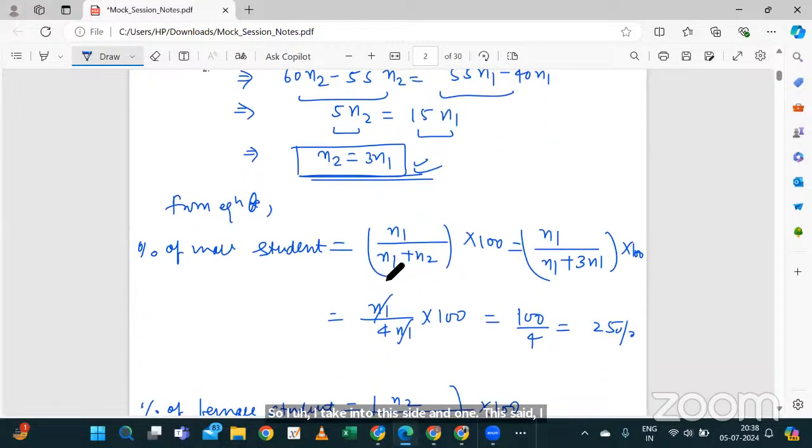Then I know I have to calculate the percentage of male. It will be n1 divided by n1 plus n2. n2 is 3n1, so n1 divided by n1 plus 3n1, into 100. It will be n1 divided by 4n1. n1 will get cancelled out. You will get 25%. Okay, is this clear?